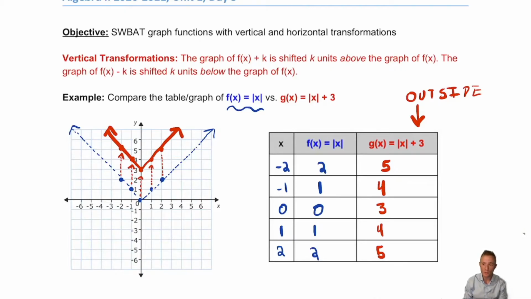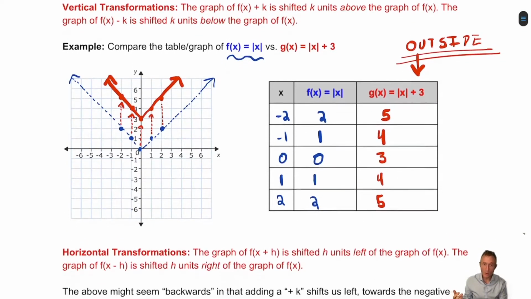That's a vertical transformation. What's really key here is that this is what happens when you add that 3 after the absolute value portion, not inside or during, but after. You do the absolute value first, then add 3. Because you do the absolute value, that gives you your V shape, then everything moves up 3.